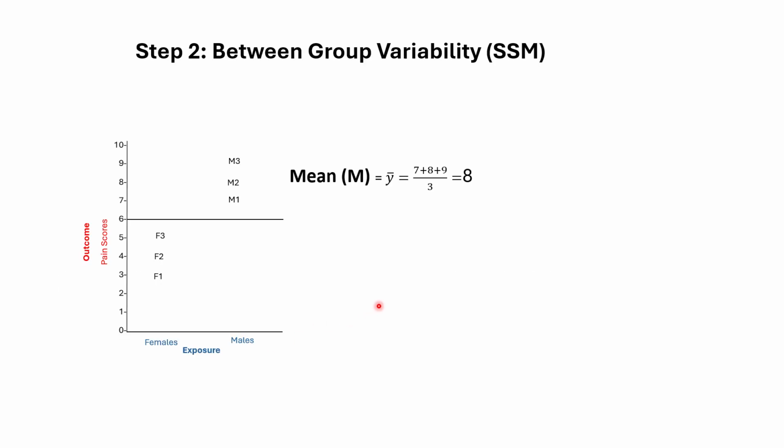In the second step, we calculate the mean separately for each of our groups. For example, the mean pain score for the males would be 7 plus 8 plus 9 divided by 3, which comes down to 8.